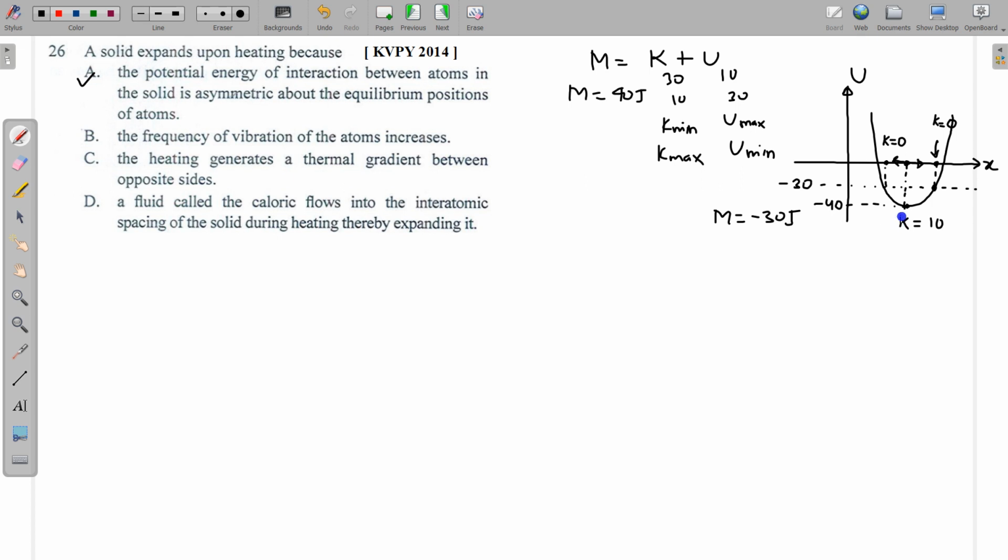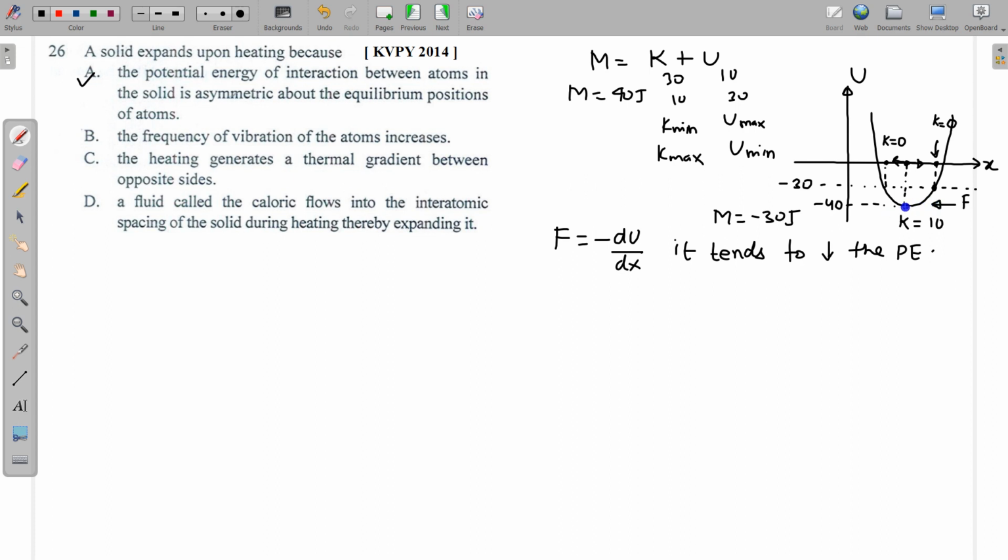The force on the particle always acts in such a way that it tends to decrease the potential energy. The conservative force that acts on the particle here is given by minus dU by dx, and it tends to always decrease the potential energy. It will act in that direction in which potential energy is decreasing. Suppose the particle is somewhere here in this zone, then the force will be like this. The force acting on the particle will tend to move it towards the U minimum position.